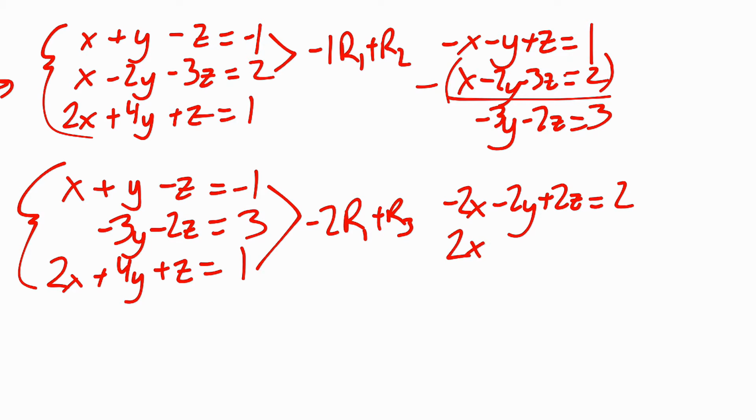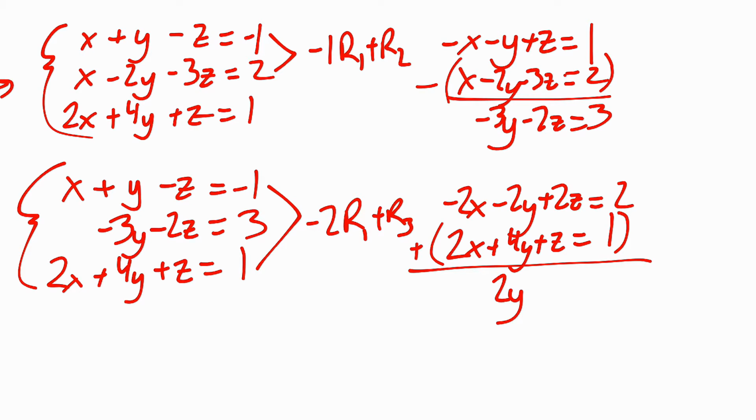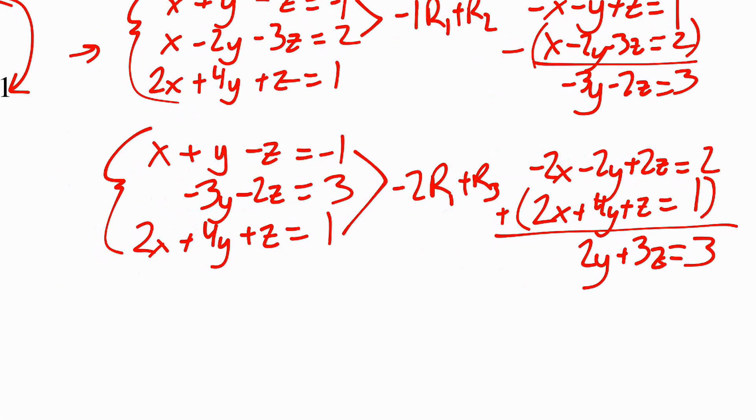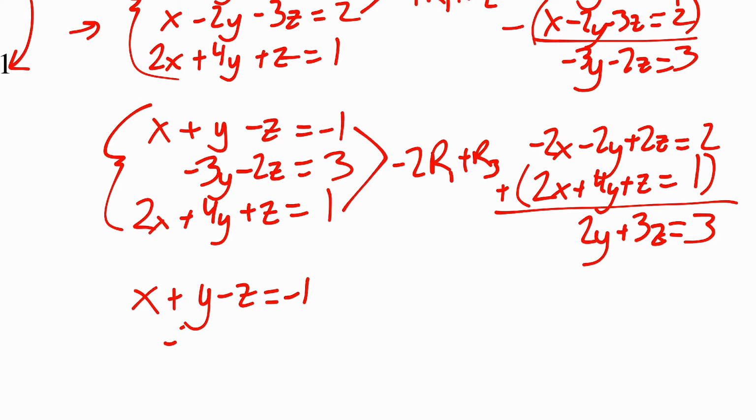So row 3 was 2x plus 4y plus z equals 1. From here, again, we're going to add these two rows together. So the negative 2x and the positive 2x cancel out. We got negative 2y plus 4y gives us positive 2y. We have 2z plus z, that gives us a grand total of 3z. And then the final one, we've got 1 plus 2, that gives us 3. So now we're going to replace that bottom row with what we just found. So first row hasn't changed since the last step. Second row hasn't changed since the last step.